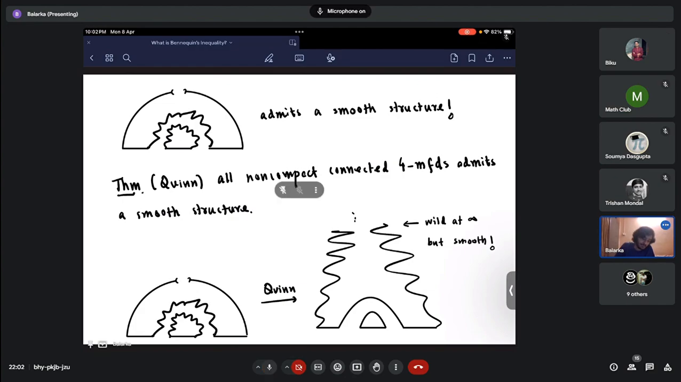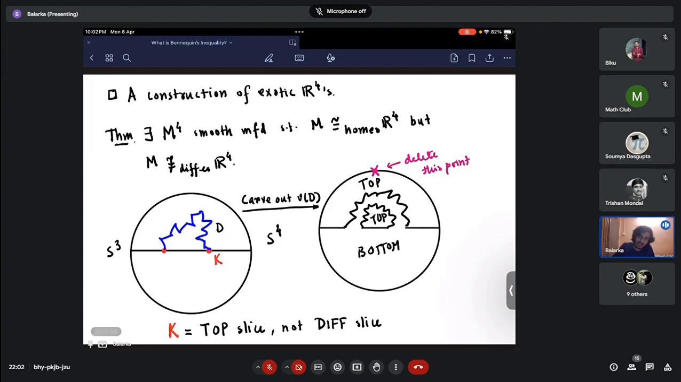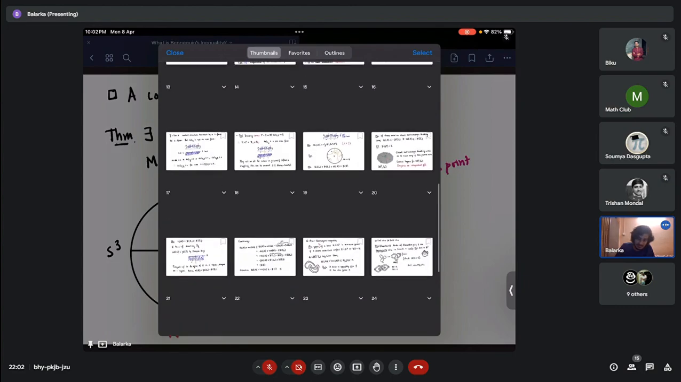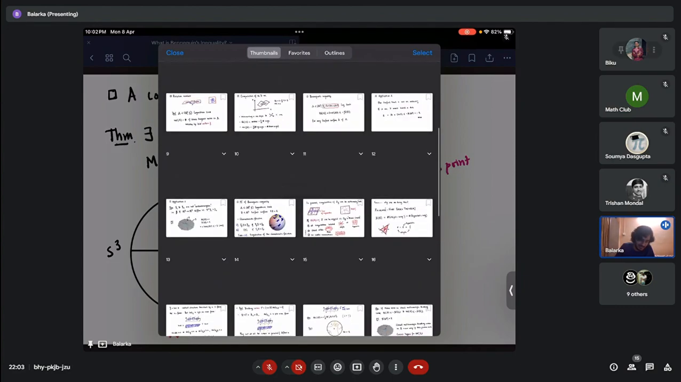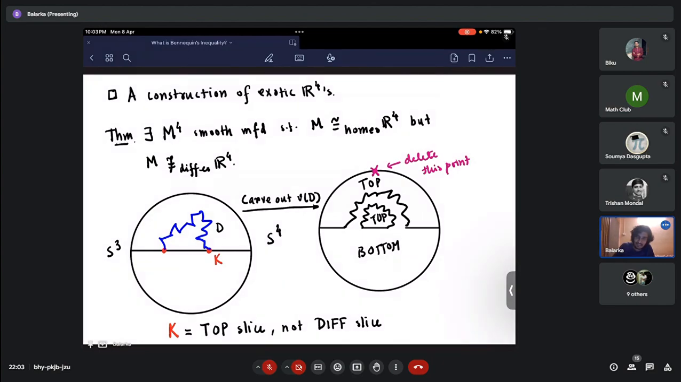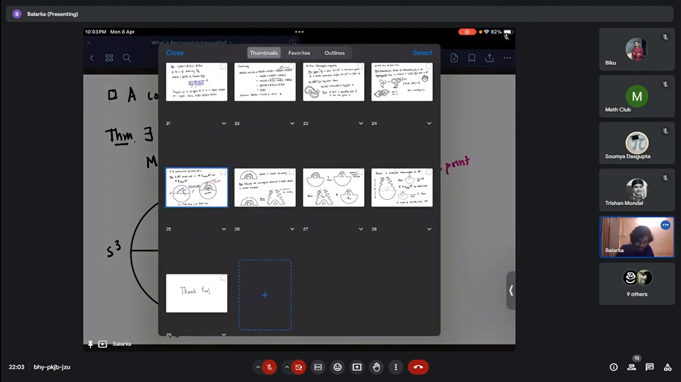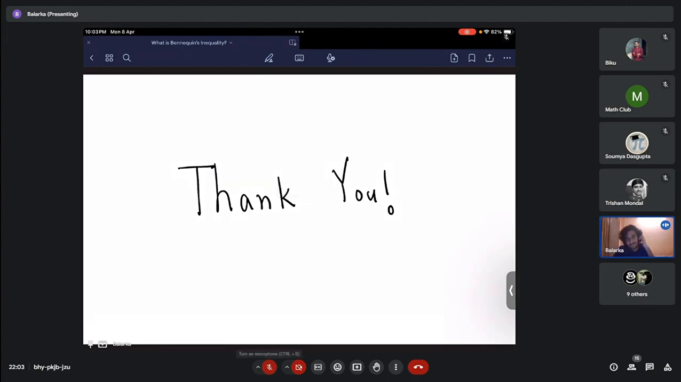By the way, I skipped the proof of the Bennequin inequality completely, but I have the slides, and hopefully Vikram will share the slides with you, and that has, I think, more or less the complete proof, and you can read it. It's not hard. Okay, any more questions? Maybe we can wait for one more minute and then end. Sure.